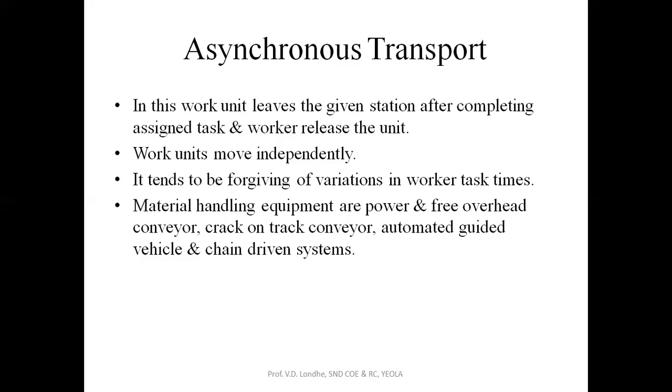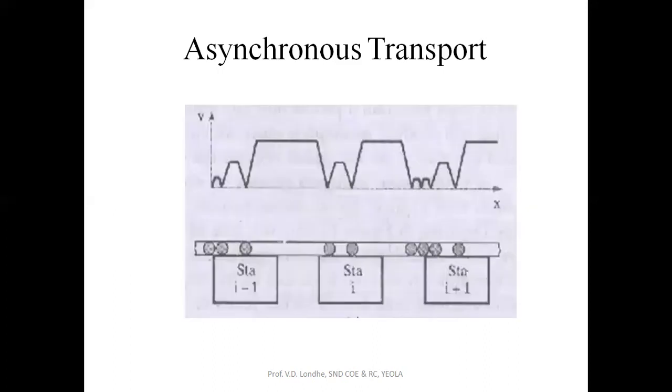They also permit queues of parts to form between workstations to act as storage buffers. And it is easier to rearrange and expand the production line. Meaning, if we are bypassing the system, then we can set up another line for the first part. Now this is the diagram as I have shown here.